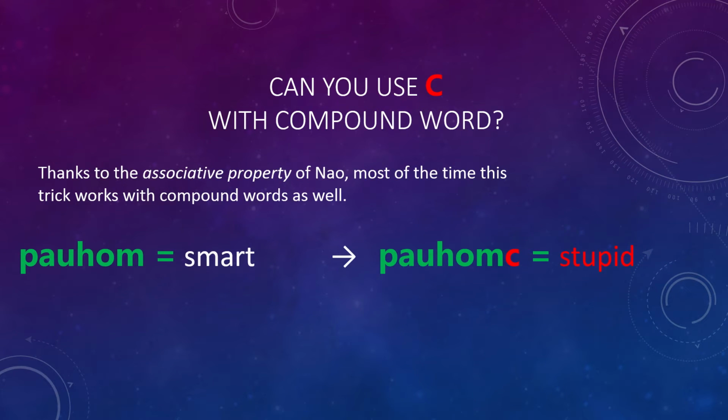So finally, baohom means smart, and what's the opposite of smart? With no doubt, the opposite of smart is stupid. So baohomsh means stupid. So that's pretty straightforward and pretty easy.